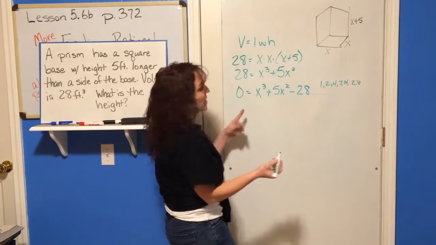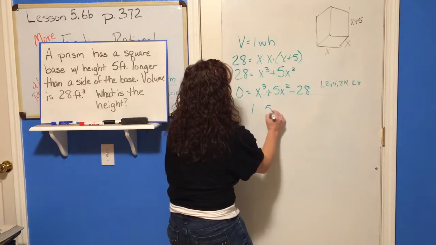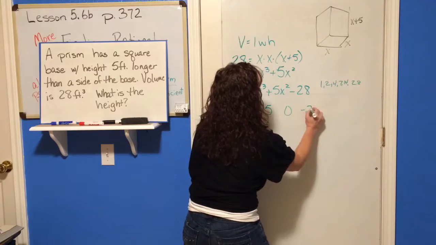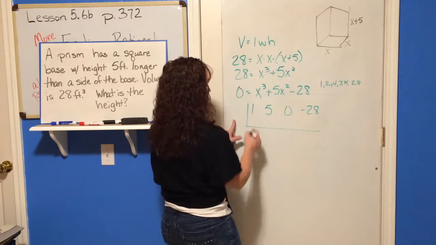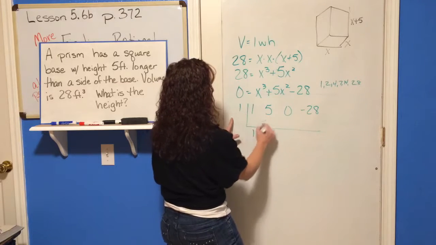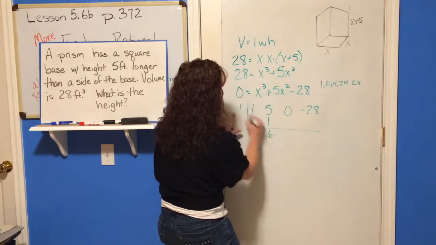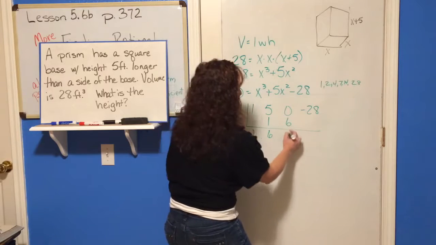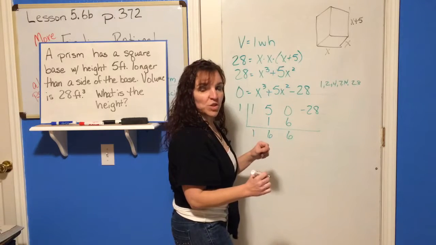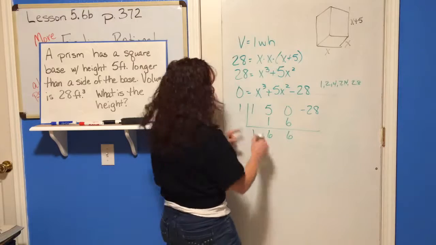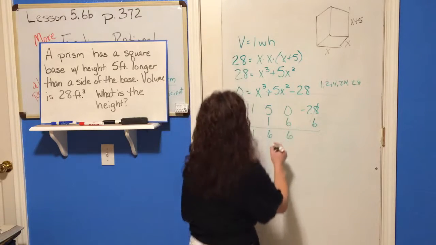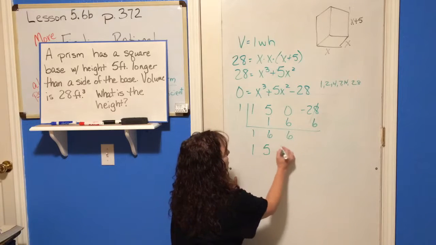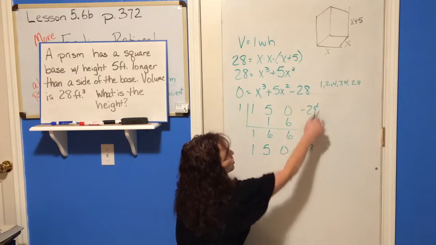So we're just going to use synthetic division. Here we go. 1, 5, 0, and negative 28. And let's just start at the lowest because it's easiest. So bring down the 1. 1 times 1 is 1. 5, 6. 1 times 6 is 6. Bring it down. If you think you can do this faster and find it quicker, do it. There we go. 1 times 6 is 6. And that doesn't match, so we move on. 1, 5, 0, negative 28. Let's just try a 2.